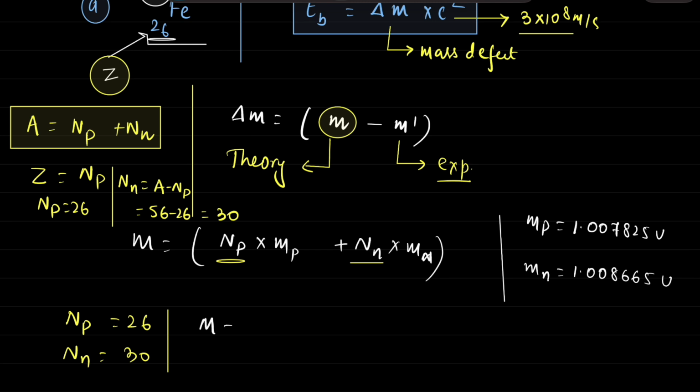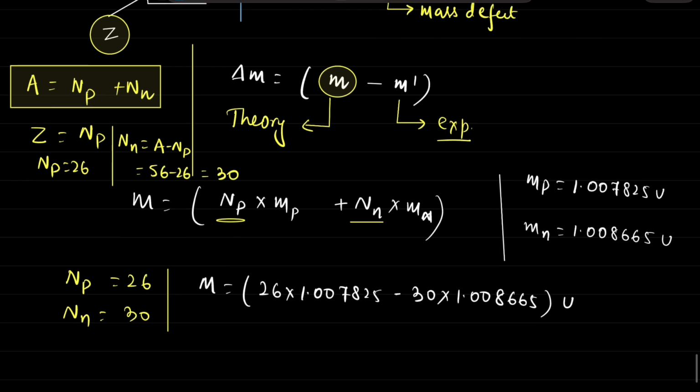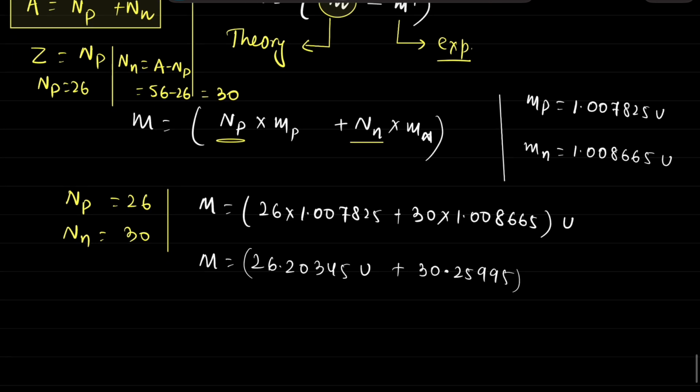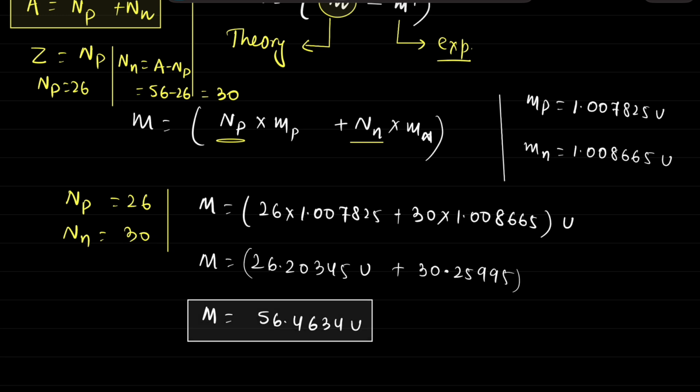Let's substitute these values. M is equal to 26 into 1.007825 plus 30 into 1.008665. So M is equal to 26.20345 U plus 30.25995 U. Further by adding, it is 56.4634 U. So this is the theoretical value.